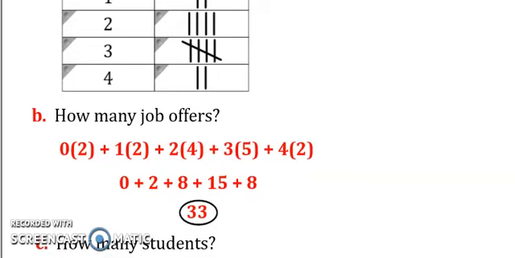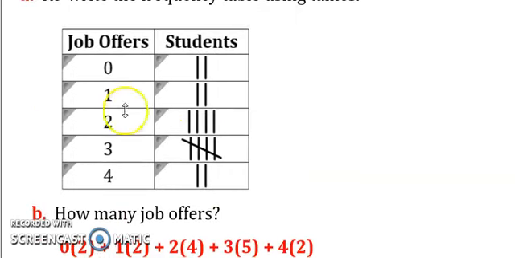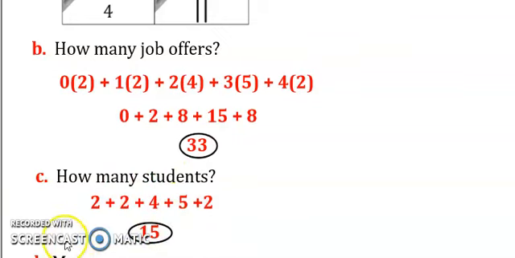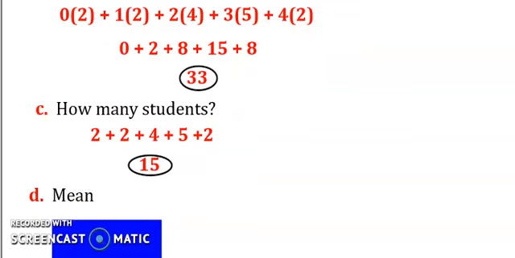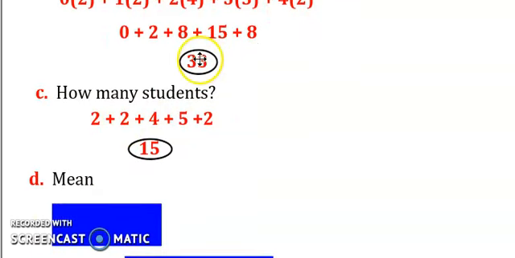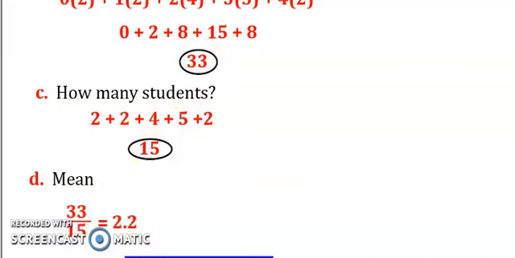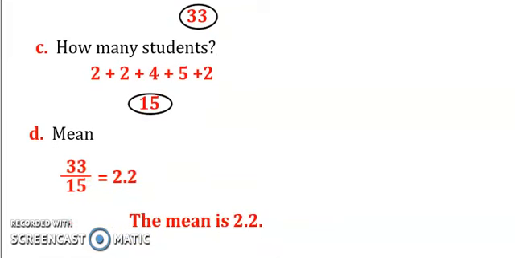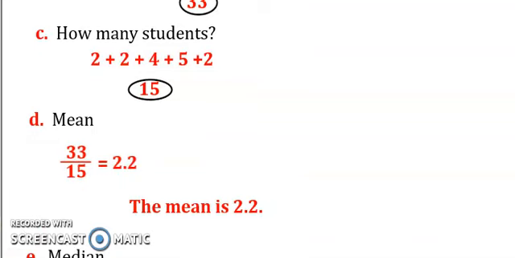Then it says, how many total students were there? Well, I have 2 students here, 2 here, 4 here, 5 here, 2 here. If I added all of those students together, I'd have 15 total students. So therefore, the mean or the average would be total job offers, 33, divided by the total number of students, in this case, 15. So our mean or our average would be 2.2 job offers per student.